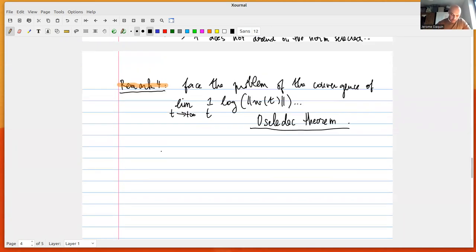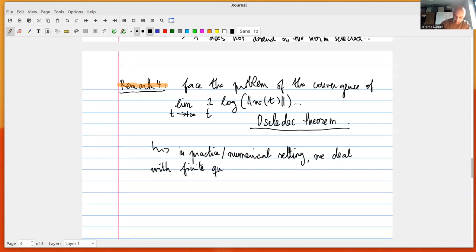And as Stefanella said, and I will comment further later on this point, in practice, in a numerical setting, we deal with finite quantities. So T goes to, let's say, capital T, where T is a large but finite time, right? Where T is large enough. And we will comment further on that as well.